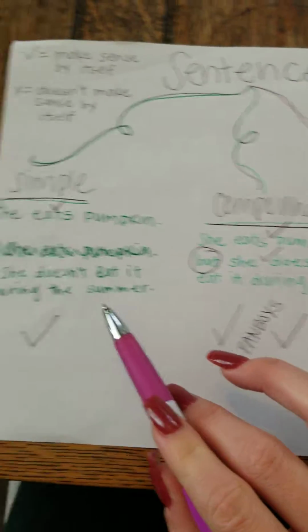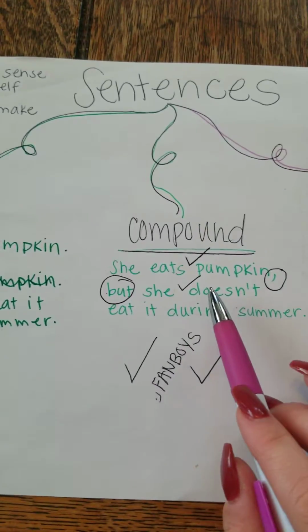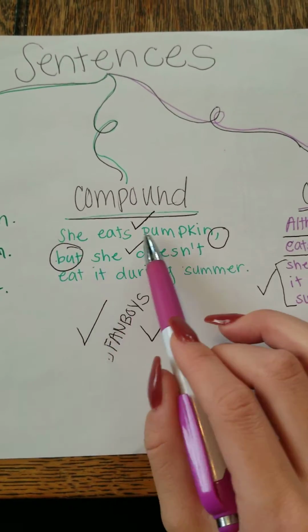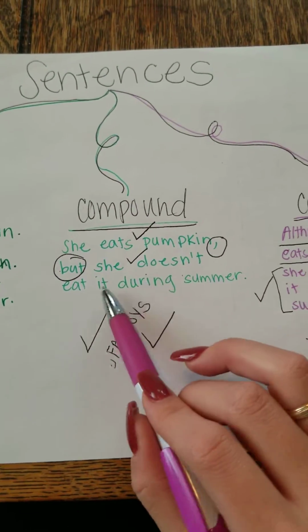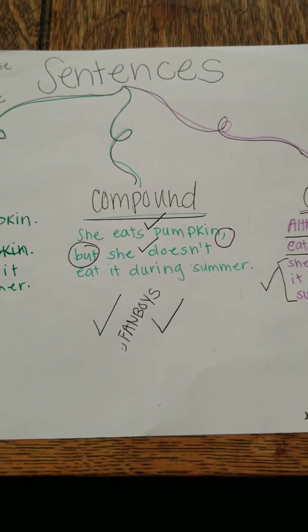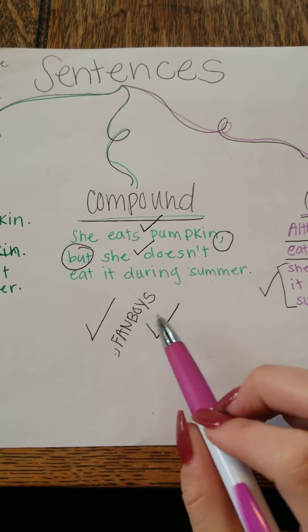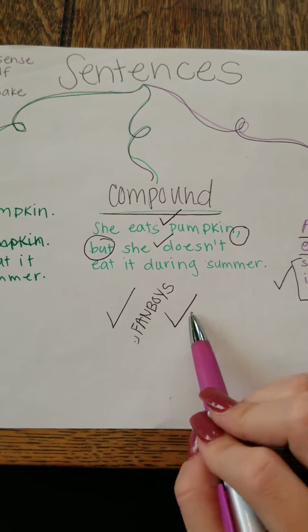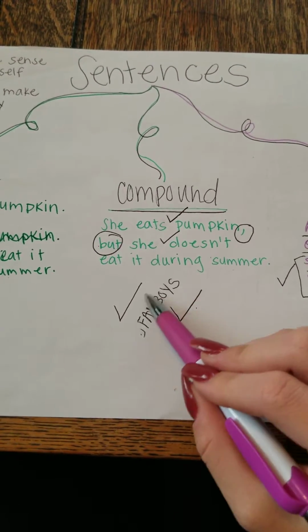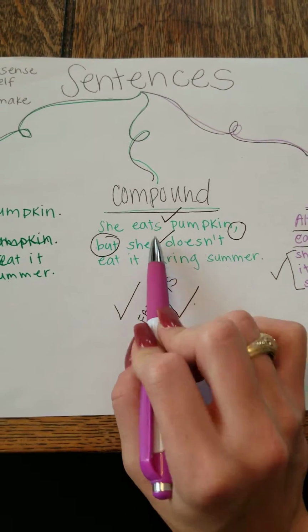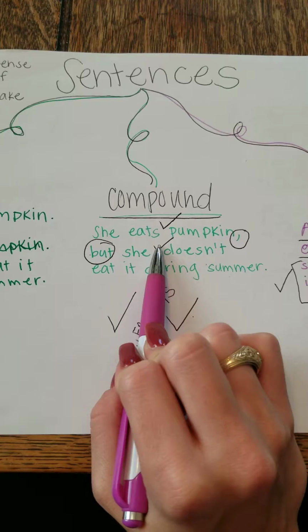And then we turn our two simple sentences into a compound sentence, and this compound sentence reads, she eats pumpkin, but she doesn't eat it during the summer. So we turn two simple sentences into one sentence. And these two checks are heavy. Checks are always heavy, so we combine them with comma fanboy glue. Okay? This is the second type of sentence that you can use in your writing.